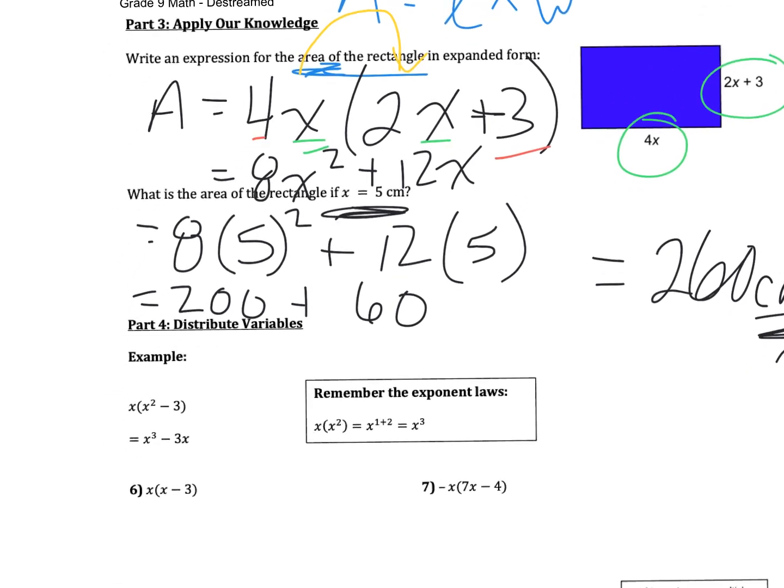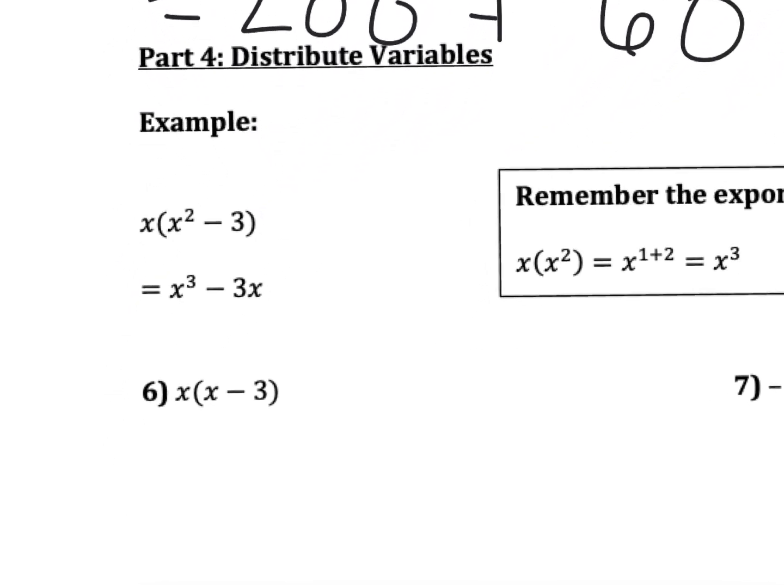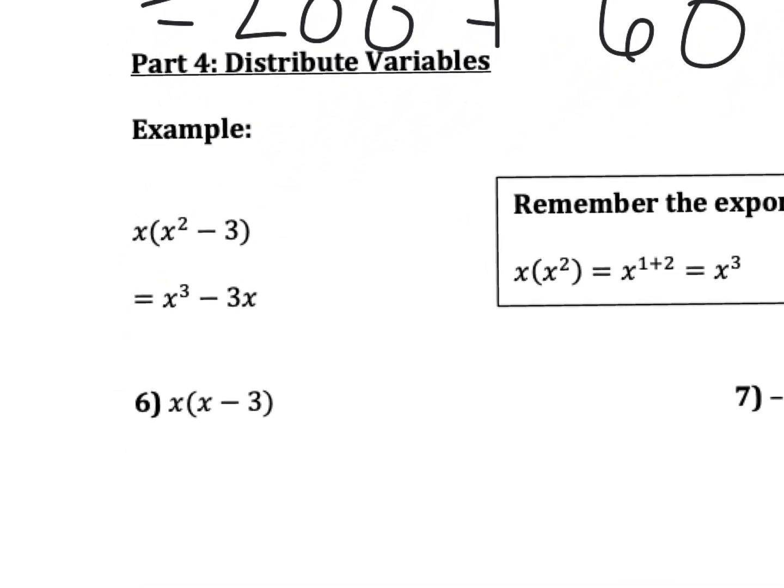Let's look at what happens if you're distributing variables. You just got a sneak preview of it. But in this example, we've got our variable out front, and we're going to distribute it inside. Do not forget that when the bases are the same, you add exponents. So what's 1 plus 2? It gets us to 3. And then I go x times negative 3 to get to negative 3x.